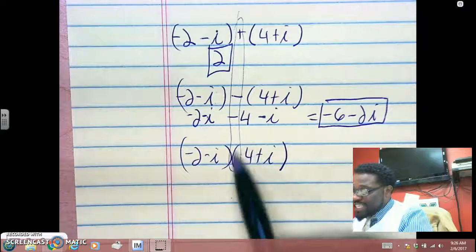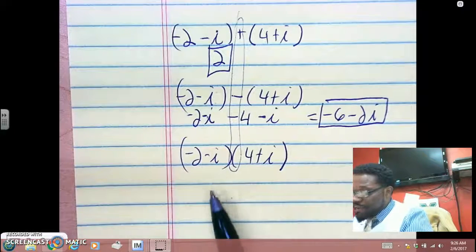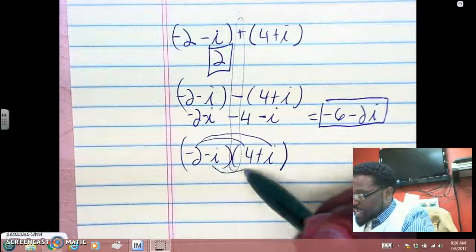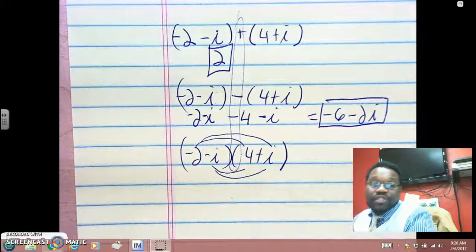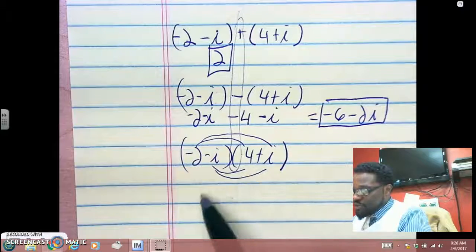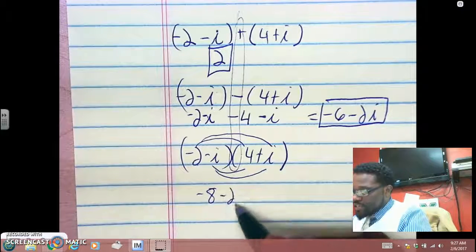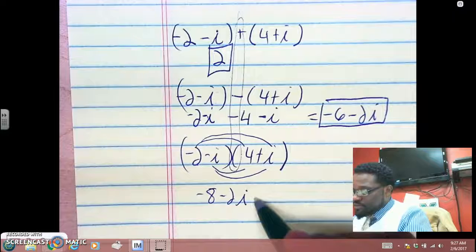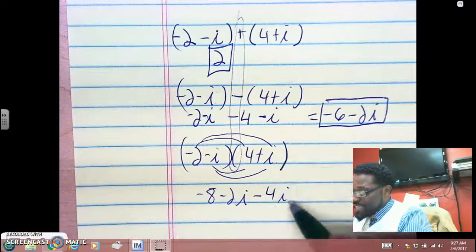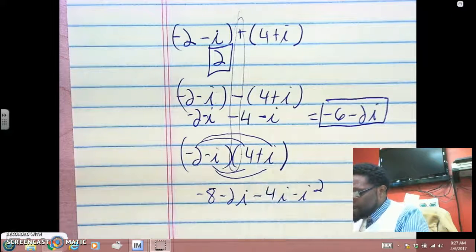Now, this one has nothing in between. It's two parentheses right next to one another. So here, I am actually going to multiply this -2 times both of those, this i times both of those, otherwise known as the FOIL, or two distributive properties. So -2 times 4 is -8. -2 times i is -2i. -i times 4 is -4i, and -i times i is -i squared. So I multiplied everything out.